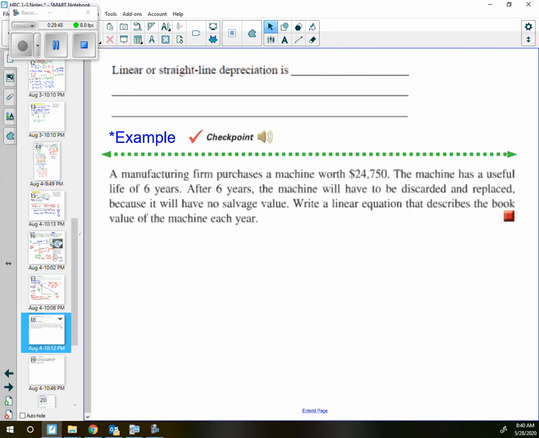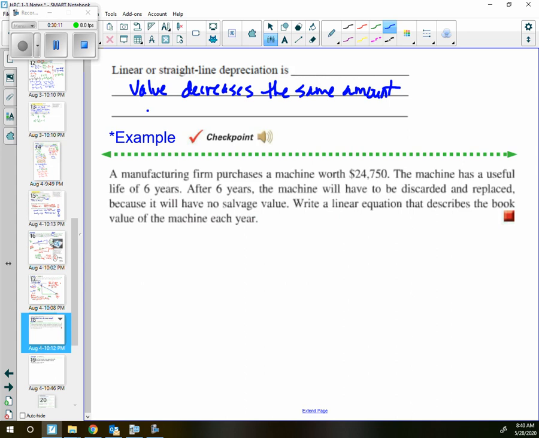So let's talk about this idea of straight line depreciation. Basically what that means is what we just had. It depreciates or goes down the same amount each year. So the value decreases the same amount per unit of time. I'll just say per unit of time, because it doesn't have to be per year either. Things could be depreciating faster or slower than that per unit of time. So straight line means there's a constant slope. Linear or straight line, you're talking about a constant slope then.